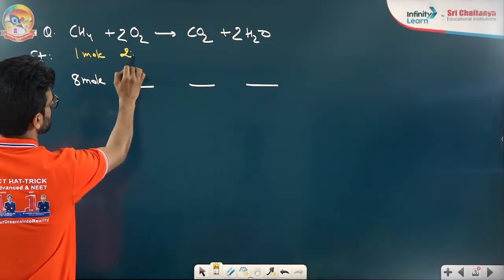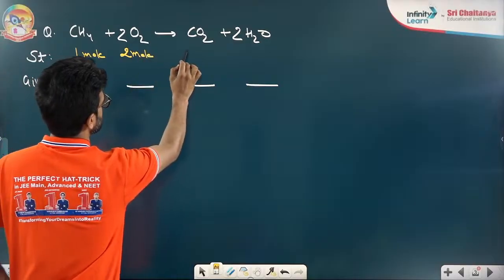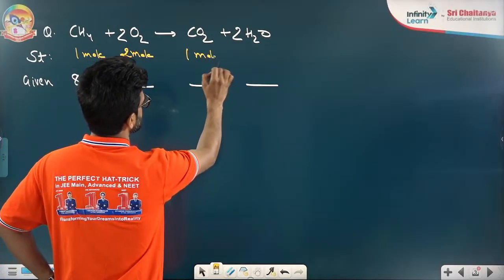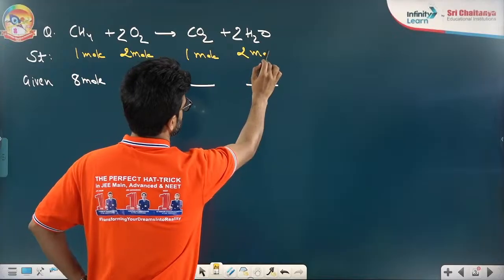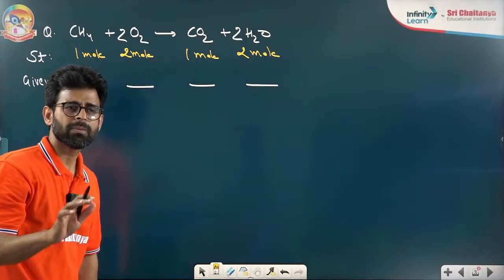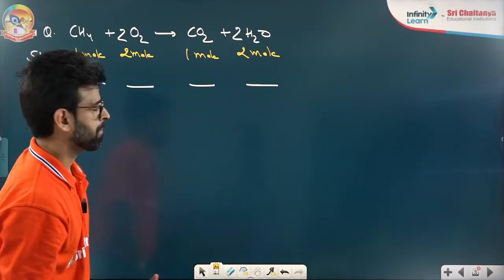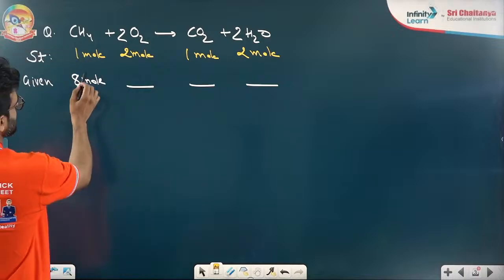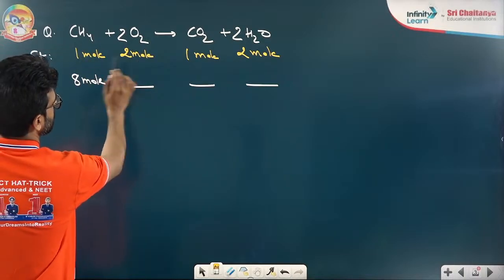So from here I can say the stoichiometry is telling us that it's 1 mole methane, need how many mole here? 2 mole O2 will make 1 mole CO2 and will make what? 2 mole water. This stoichiometry ratio is very much important for us.